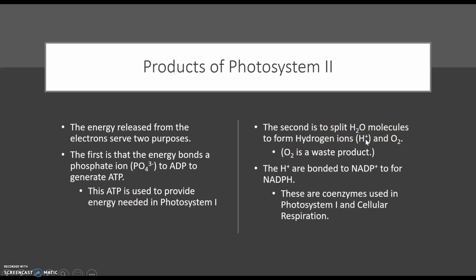The second thing that's going to happen is that water is split to form hydrogen ions and oxygen gas. In this situation, oxygen gas is a waste product that will exit the leaf. The hydrogen ions are going to be bonded to the NADP plus in order to form NADPH. These are called coenzymes. They are going to be used in the Calvin cycle as well, and you're going to see these again when we talk about cellular respiration.